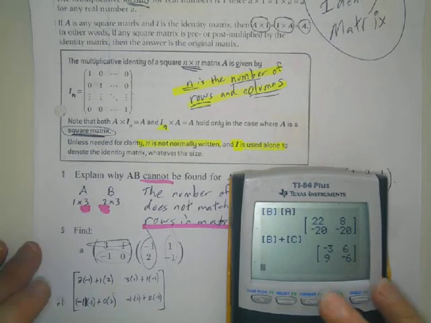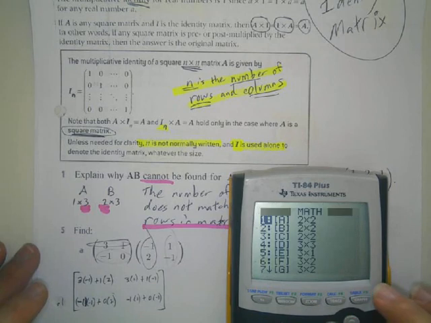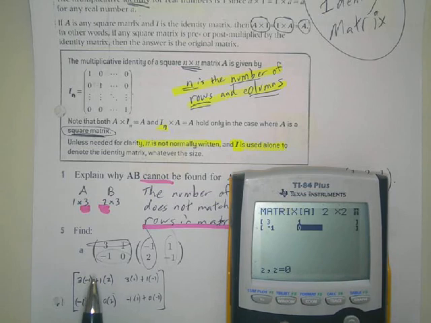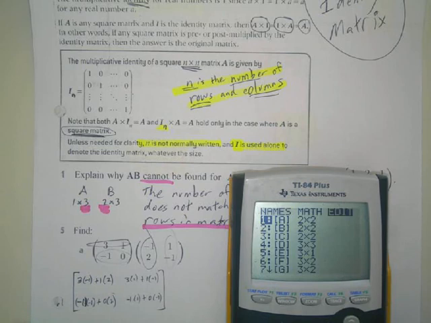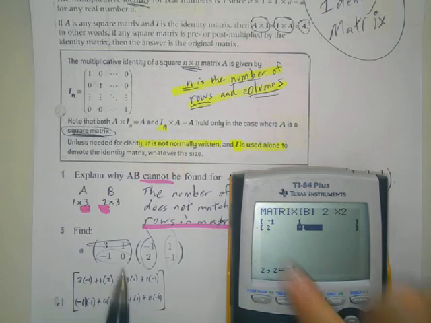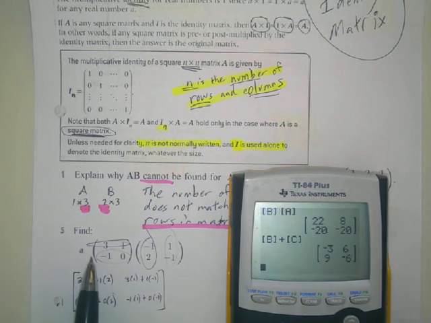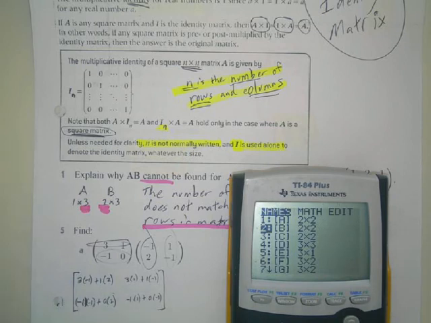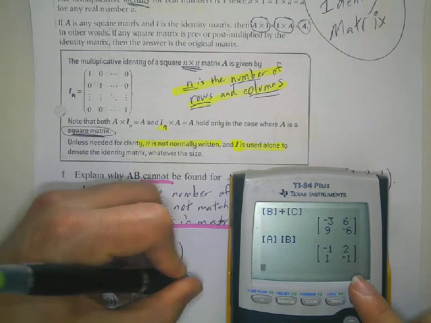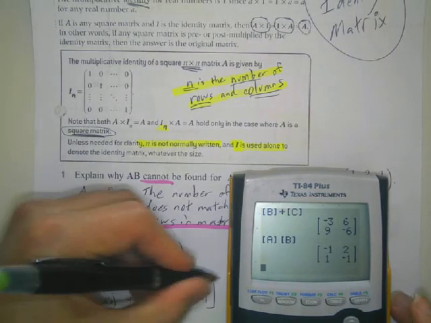I'm just going to do it with the calculator just to make sure I lead you to the right answers. So we got 3, 1, -1, 0. And matrix B, we've got -1, 1, 2, -1. Okay, so multiply matrix A times matrix B, enter, enter, and I get -1, 1, 2, -1.